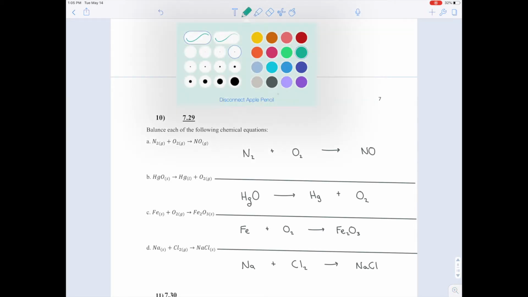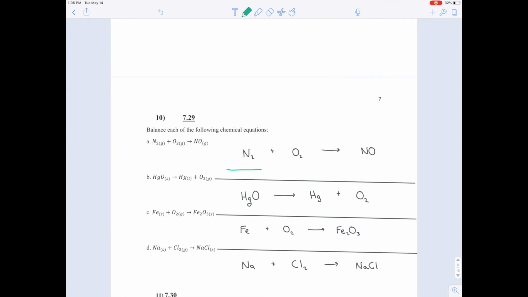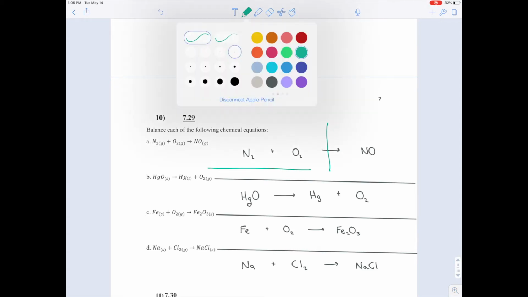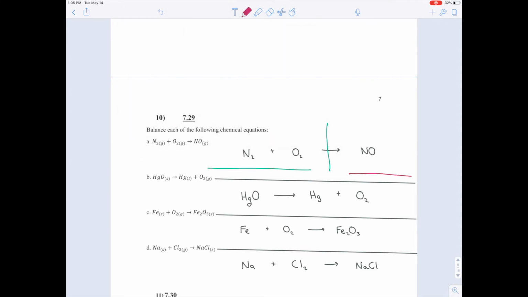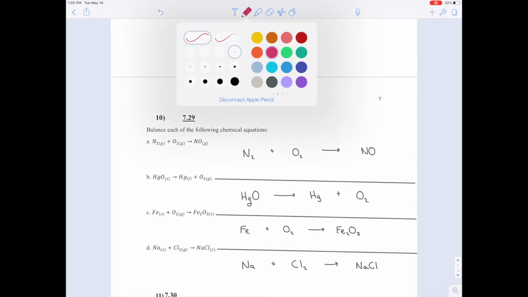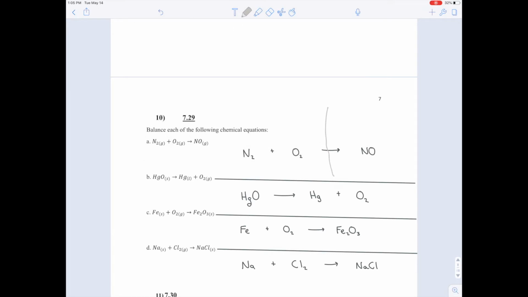Each reaction is divided by an arrow. To the left of the arrow is what you start with, and to the right of the arrow is what you end up with. We want to make sure that there's the same number of atoms of each element on both sides of that arrow. So I'm going to divide this here, so conceptually it's different.